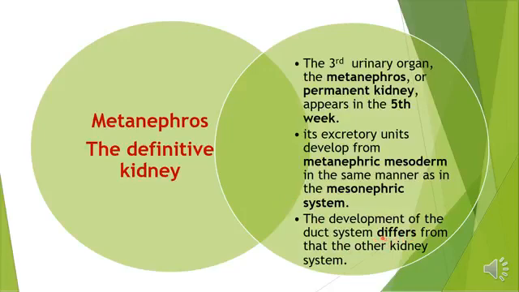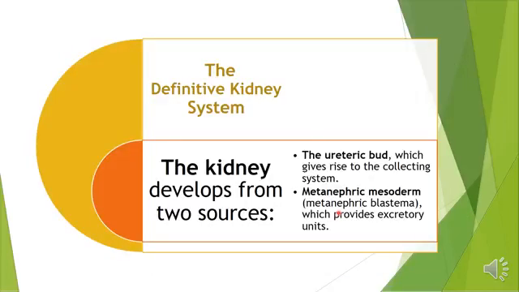And then a difference between the duct systems. The kidney develops from two sources. The first, ureteric buds, which give rise to the collecting systems. The second, metanephric mesoderm, also called the metanephric blastema, which provides the excretory units. Then, the ureteric bud forms the collecting systems, while the metanephric blastema forms the excretory units.